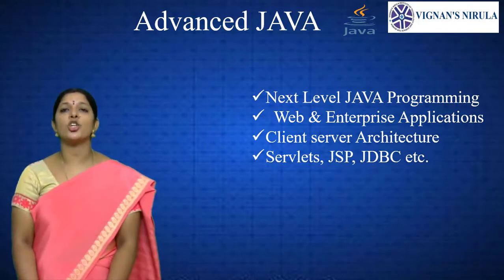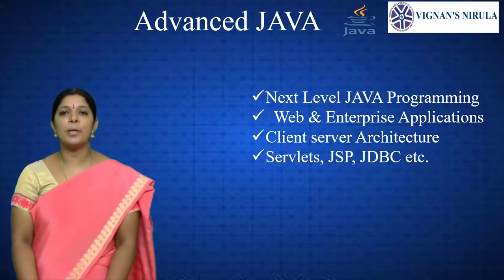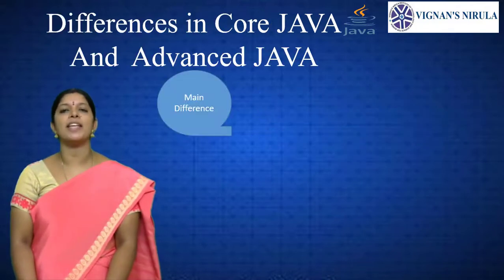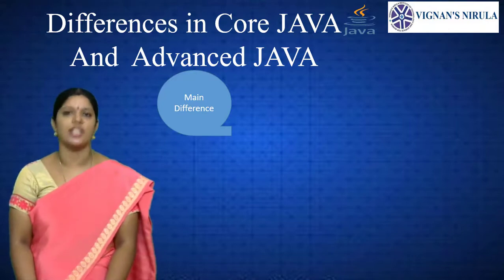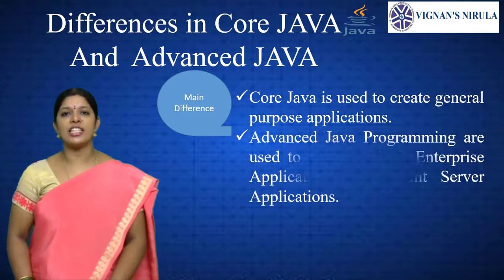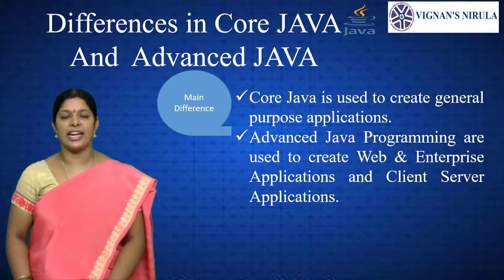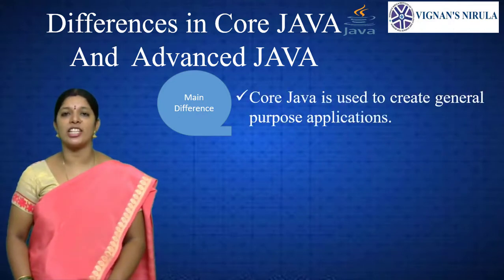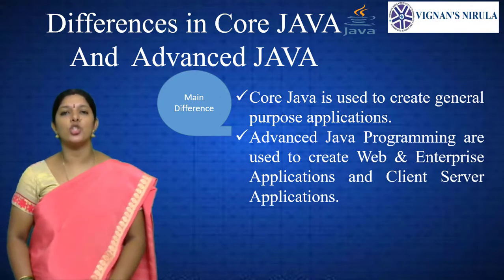So core Java is used to develop general purpose applications, and advanced Java is used to develop web-based applications and client-server applications. Let's come to the differences between core Java and advanced Java. The main difference is that core Java is used to build general purpose applications, and advanced Java is used to build web-based, that is client-server, applications. Client-server applications are known as enterprise applications. So advanced Java is used to develop enterprise-based applications.